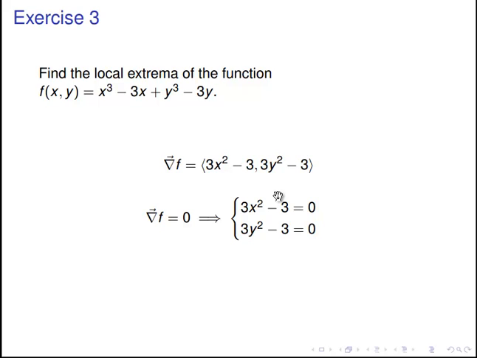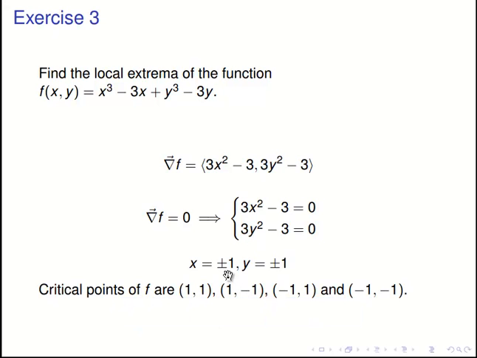Well, we need 3x squared minus 3 to be 0 and 3y squared minus 3 to be 0 at the same time. In the last problem we saw the top equation means that x is plus or minus 1. So of course the bottom equation has to mean y is plus or minus 1. So we're going to get 4 critical points in total. We'll get one for when x is 1 and y is 1, x is 1 and y is negative 1, x is negative 1 and y is 1, and x is negative 1 and y is negative 1.